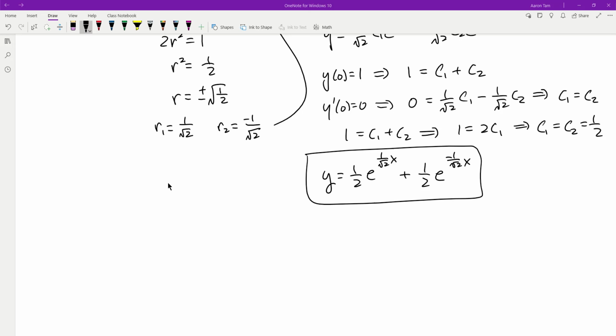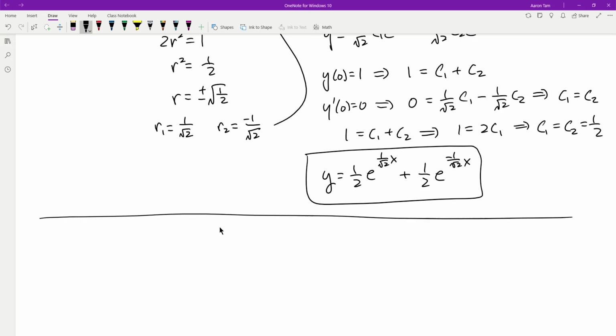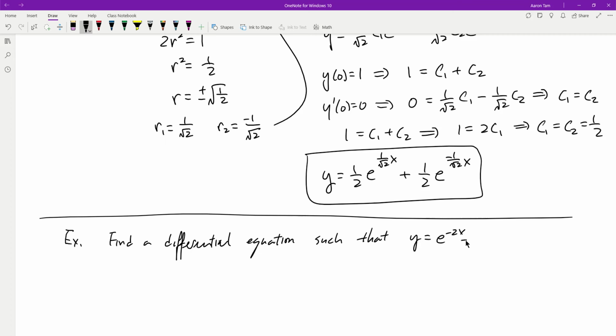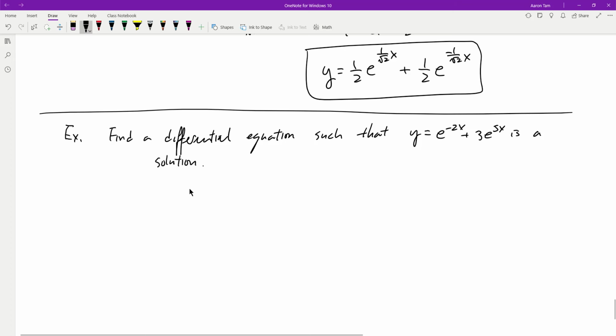So now the next thing I want to show you is this. Because we know how the solution of this type of equation works, we can actually reverse engineer the problem if we kind of know what the answer is supposed to look like. So I'll give you a new type of problem to work with. Suppose I ask you for the following: find a differential equation such that y equals e to negative 2x plus 3 e to 5x is a solution.